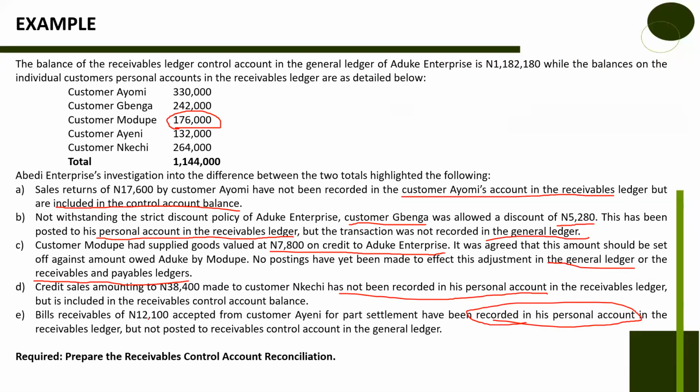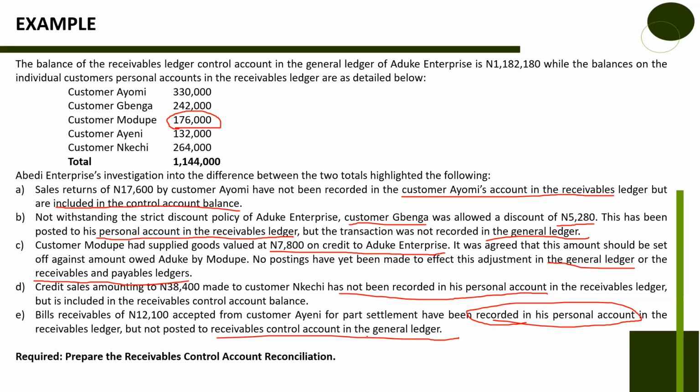Bills receivable of 12,100 accepted from customer INE for past settlement have been recorded in what? In the personal account, but has not been recorded in the general account, meaning that the control account has not reflected this amount. So we're only adjusting what?